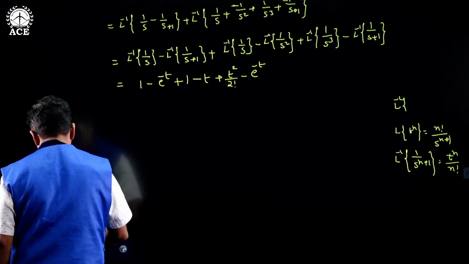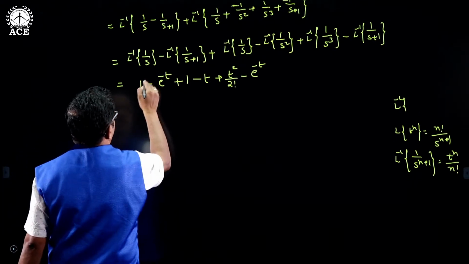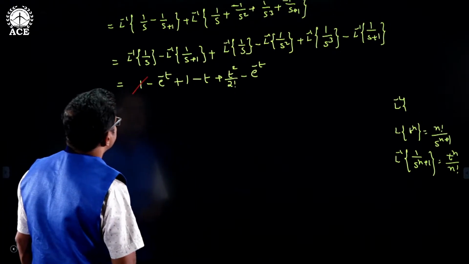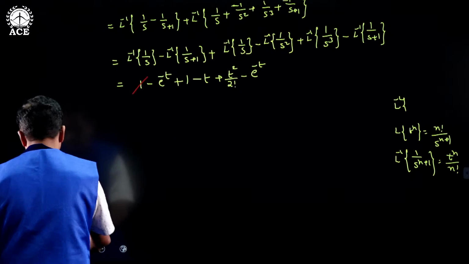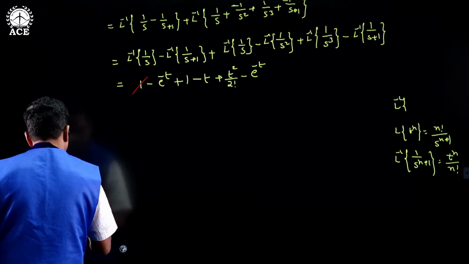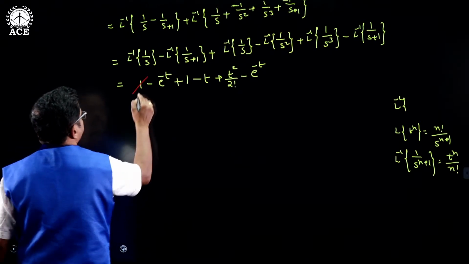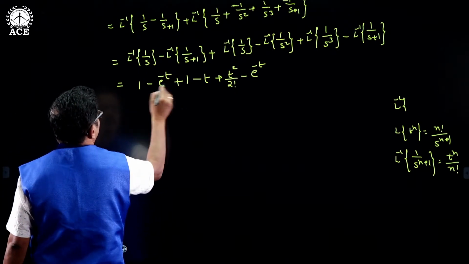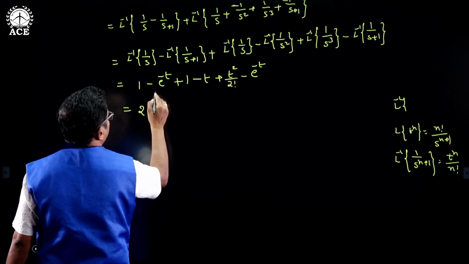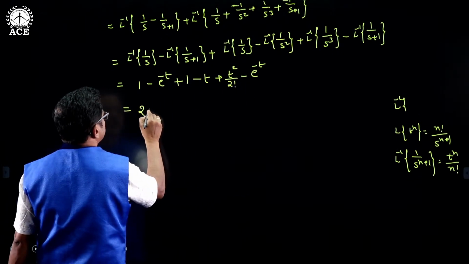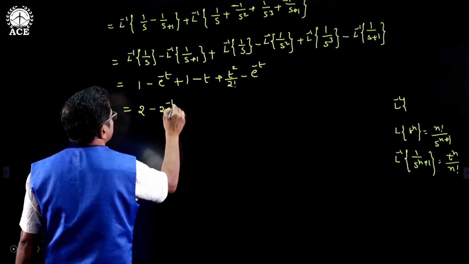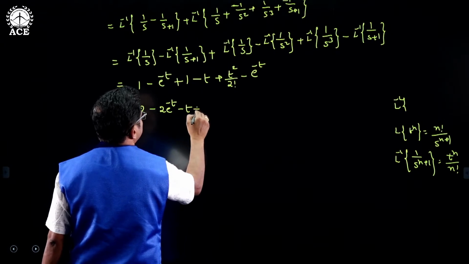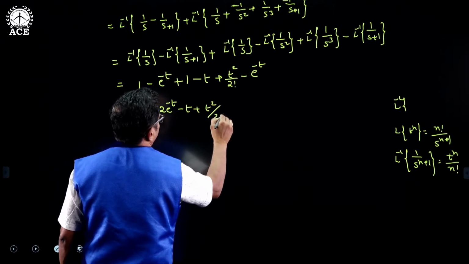So here, 1 plus 1 is 2, minus e power minus t, minus e power minus t, minus 2 e power minus t, and minus t plus t square by 2 factorial.